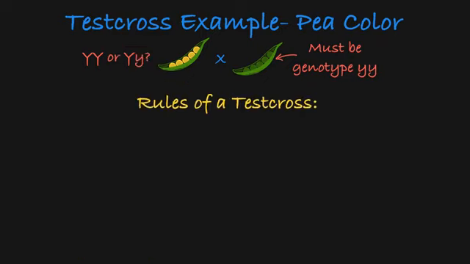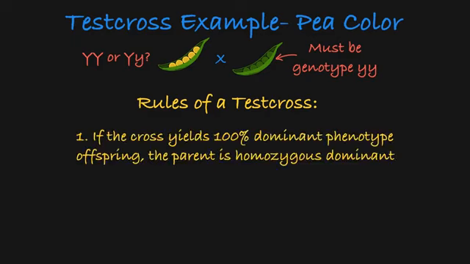So, in a test cross, if the cross yields 100% offspring with the dominant phenotype, then you know that the parent is homozygous dominant, as it only passes on dominant alleles to its offspring. All of these offspring must be heterozygous.